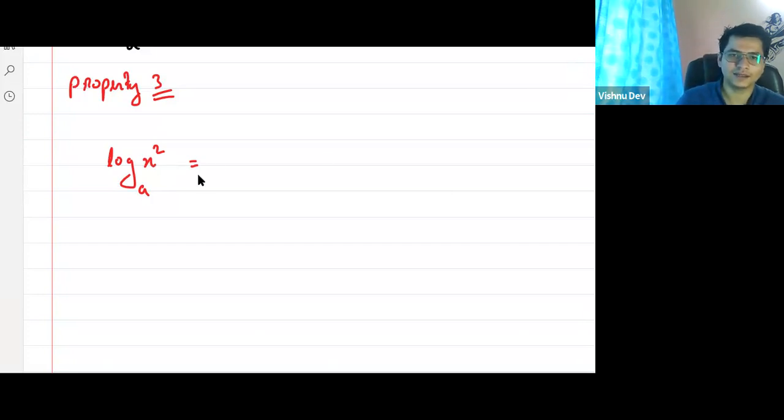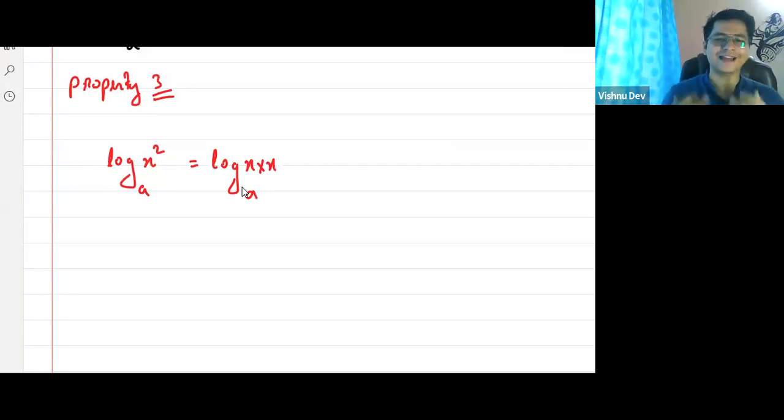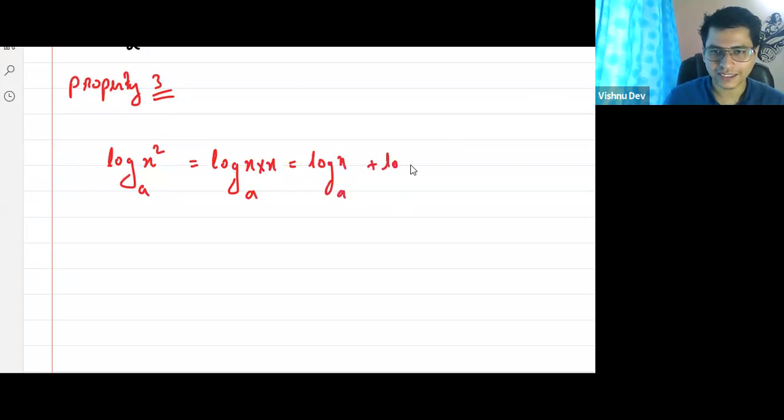So what is this? This is basically log x into x base a. Yes or no? Common sense, right? That is not so common. Why are we studying these things? Because common sense. See, difficult is not the problem. Difficult is to gain this intuition, right? Okay, so it is what? Log x base a plus log x base a.